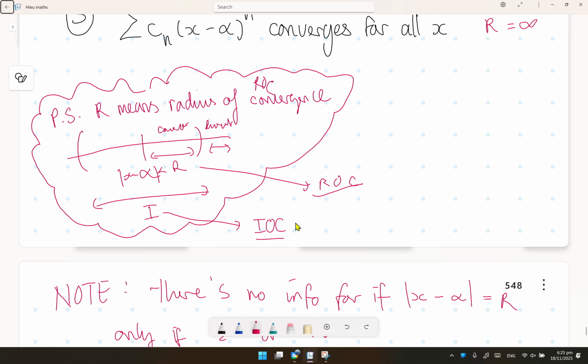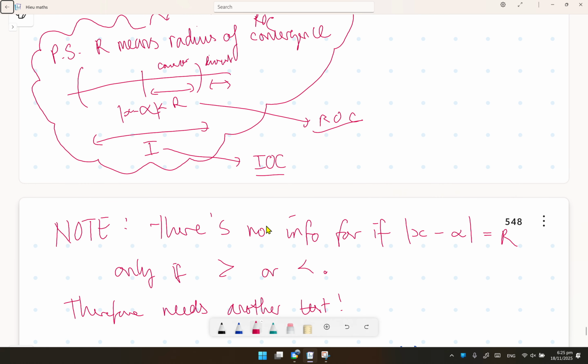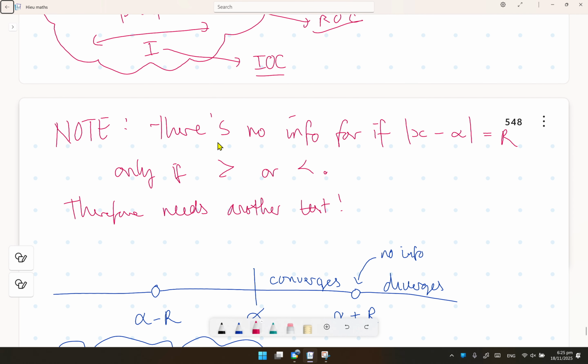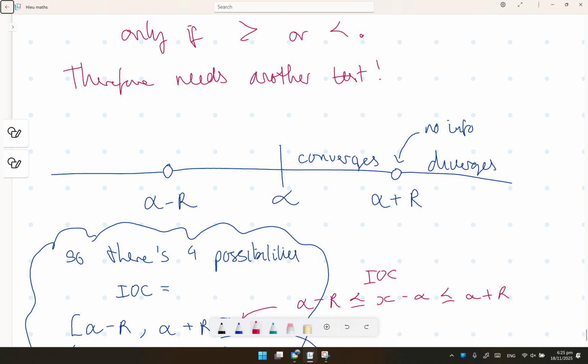What about when x minus alpha is equal to r? There is actually no info, and you have to do another test. You just have to do a test to tell if it is convergent or not at those ends. And what are the implications of that? Right, the implication is that you have this range, you have this radius, right?